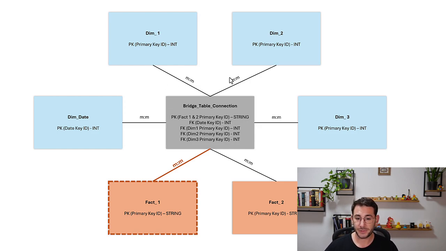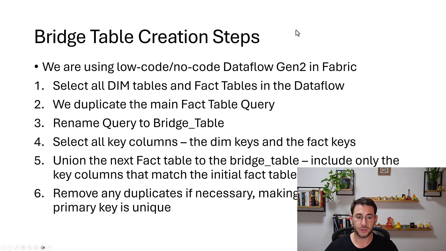So the steps to create the bridge table would be to use a Dataflow Gen 2. Of course, you can use a code-first solution such as PySpark, Spark SQL or even SQL if you want. But we're using just a low-code, no-code Dataflow Gen 2 in Microsoft Fabric. I have the data in a Lakehouse, so I've already created the delta tables. But we're going to select all the dimension tables and the fact tables in the Dataflow.